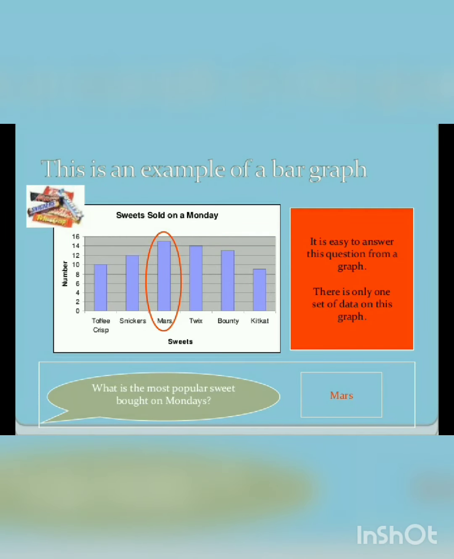Now this is an example of a bar graph. The question is sweets sold on Monday. On the x-axis there are some sweet names given, and on the y-axis there is a scale starting from 0 up to 16. So the x-axis represents sweets and the y-axis represents numbers. It is easy to answer this question from a graph. There is only one set of data on this graph. Now here is one question: what is the most popular sweet bought on Monday? So the answer is Mars.